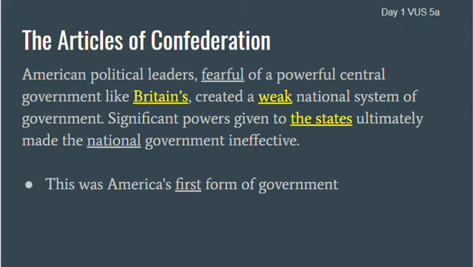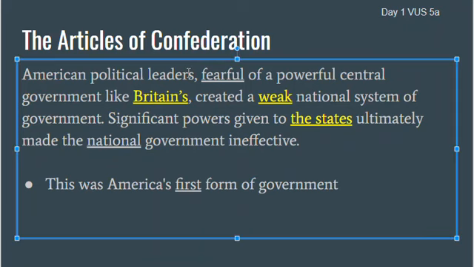However, the first government that the United States had was called the Articles of Confederation. American political leaders, fearful of a powerful central government like Britain's, created a weak national system of government. Significant powers given to the states ultimately made the national government ineffective. And this was America's first form of government.